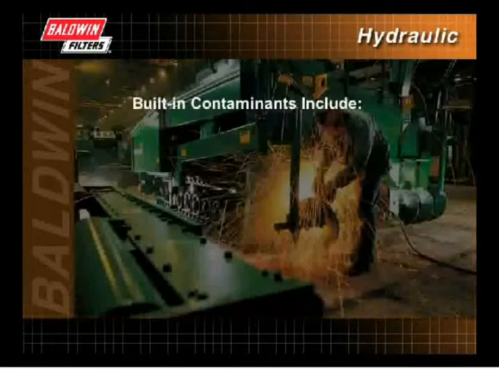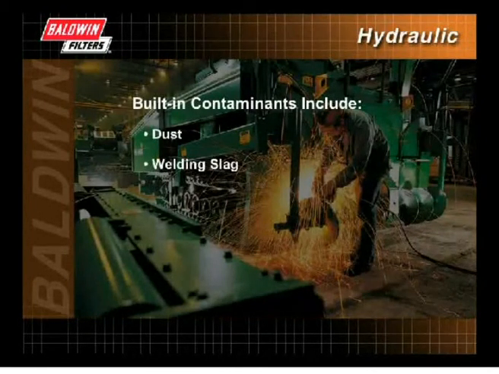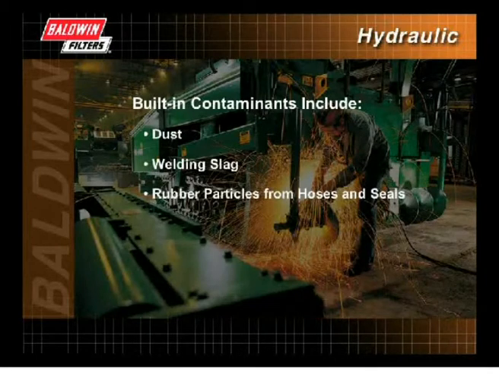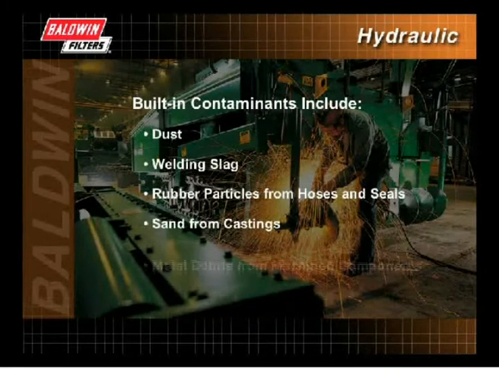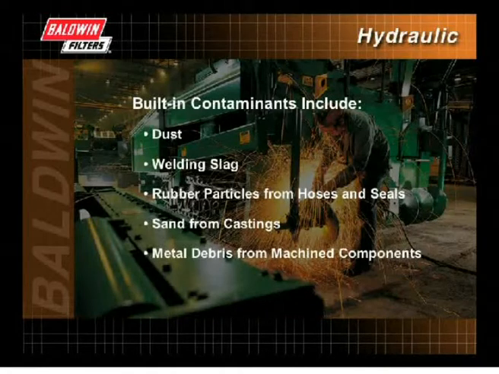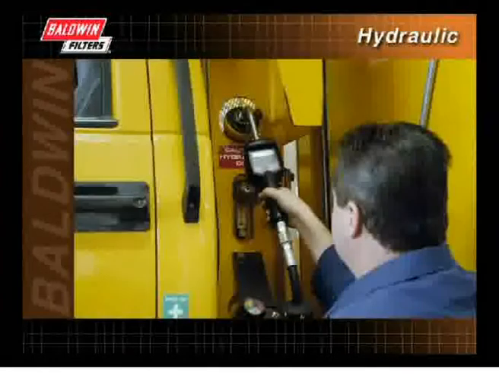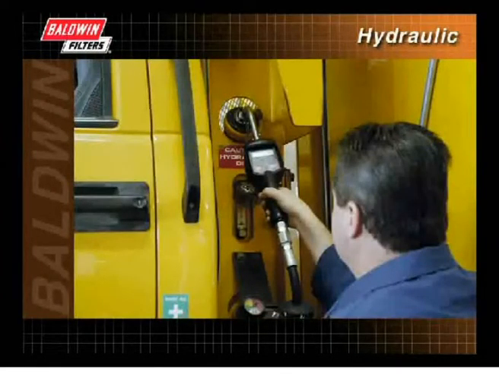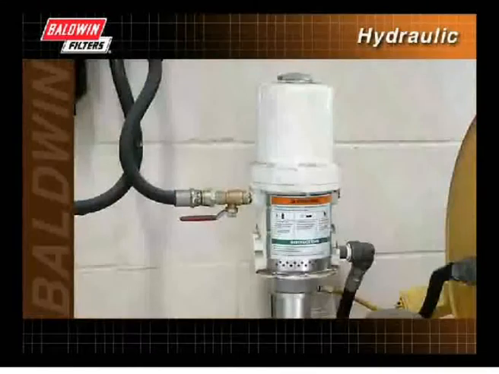Built-in contaminants include dust, welding slag, rubber particles from hoses and seals, sand from castings, and metal debris from machined components. If the hydraulic system is not properly flushed, these contaminants will be left in the system. Also, new unfiltered hydraulic fluid initially added to the system can be a source of contamination due to cross-contamination and also to the complexity of new additives in the fluids. Pre-filtering of new hydraulic fluid is important to prevent this form of contamination.